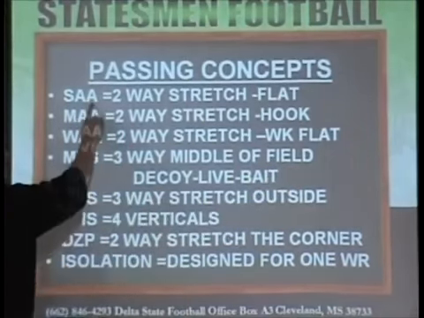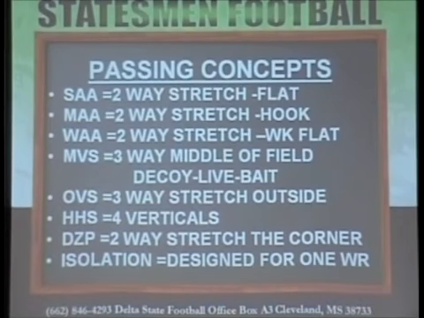All right? Weak area attack would be a two-way stretch on a weak flat. Like I said, they went trips to the field, they come back over the back, and they're going to go curl, swing in the boundary, and then he comes off and that's where he's looking. That's a weak area attack.